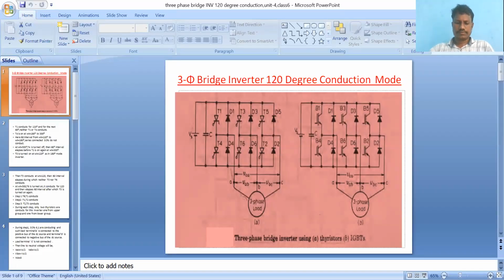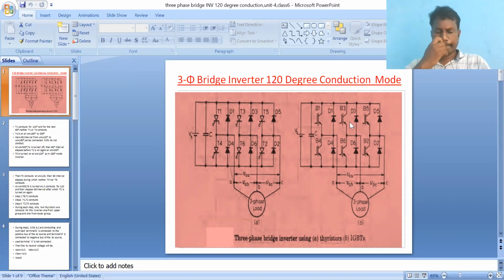Hello, today we're discussing the three-phase bridge inverter with the 120-degree conduction mode. Let us see the diagram and operations. In the previous class we discussed the operation of the three-phase bridge inverter in 180-degree conduction mode. Now, 120-degree conduction mode. In this concept, the diagram is the same.